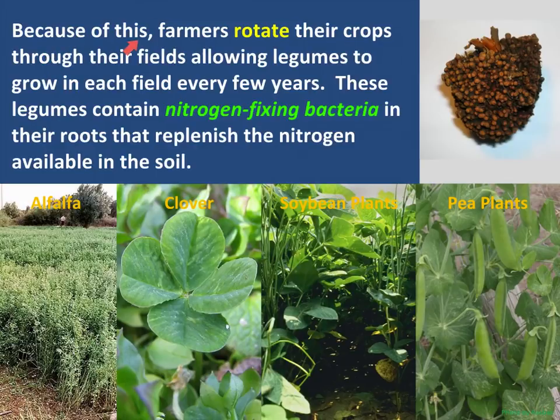Because of this, farmers rotate their crops through their fields, allowing legumes to grow in each field every few years. These legumes contain nitrogen-fixing bacteria in their roots that replenish the nitrogen available in the soil. The word replenish means to bring back. So on number 14, how do farmers keep nitrogen levels up in the soil? The answer is they rotate their crops. Number 14, rotate their crops. For example, they will grow corn in one area for a few years. After that, they'll grow corn in a different area so that old area can replenish its nitrogen again.